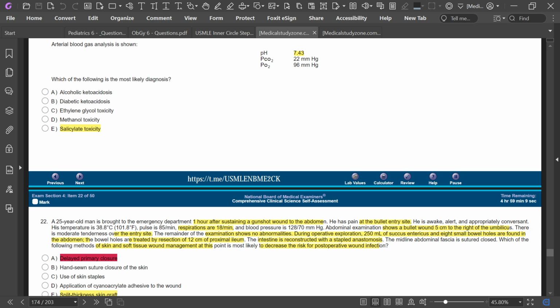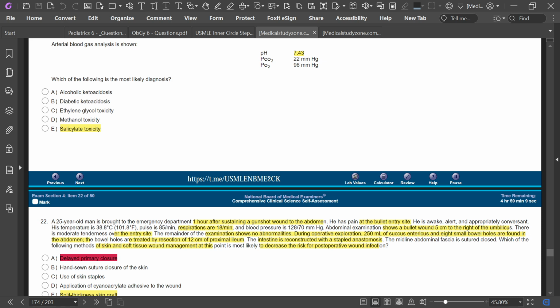Salicylate toxicity usually initially causes respiratory alkalosis. Later on, there is metabolic acidosis. That's what I was trying to figure out in this question: where are we, at the respiratory alkalosis or the later stage? But I guess it doesn't matter in this question. We are in respiratory alkalosis.